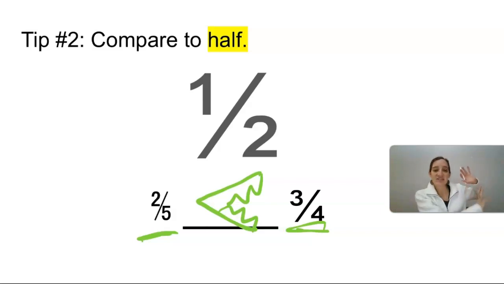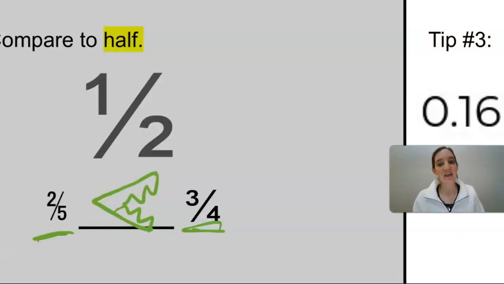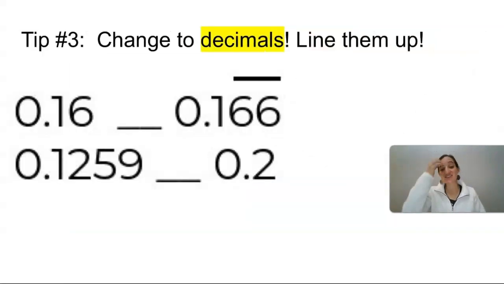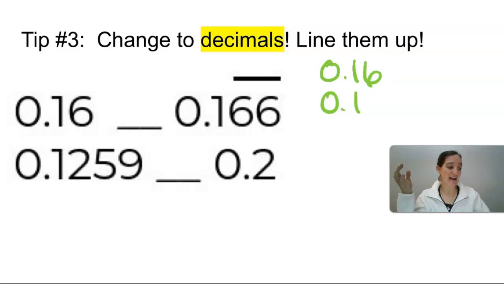If you have two numbers that are both bigger than half, then I've got another tip for you. My third tip is just to change everything to decimals. Once everything's in decimals, then you can line up those decimals like you've done in the past.